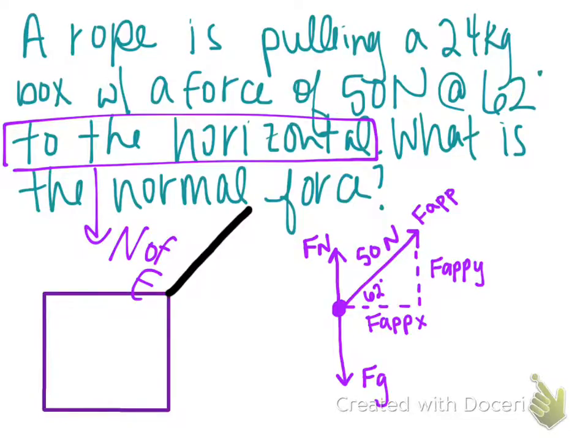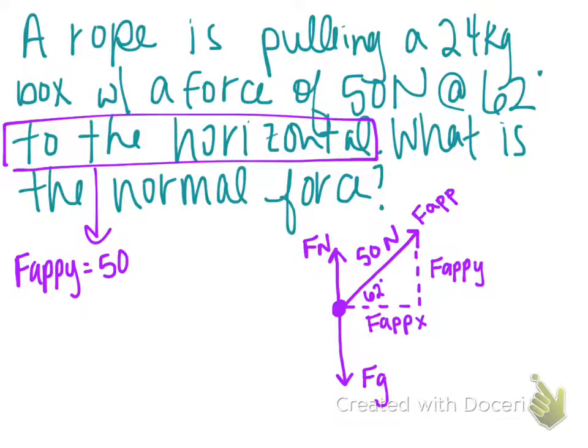What's really important to remember is that once we break down this vector into its x and its y components, we don't use that 50 again. We won't use that again. Break down this vector into F applied y. We take 50 times sine of 62, making sure that your calculator is in degrees.